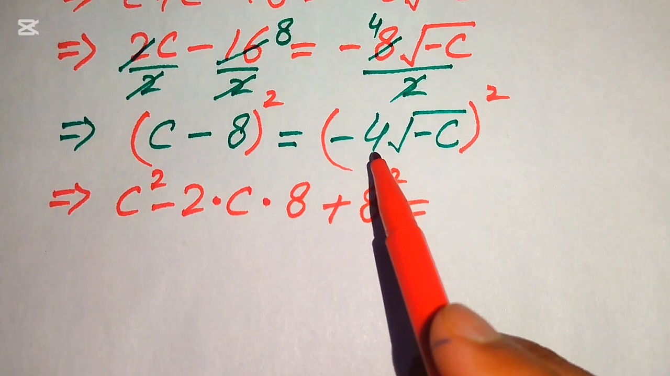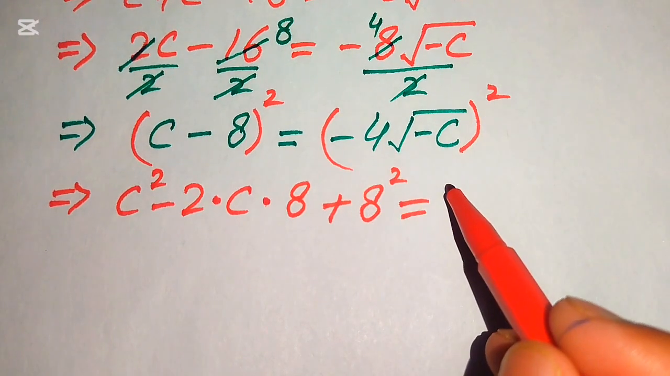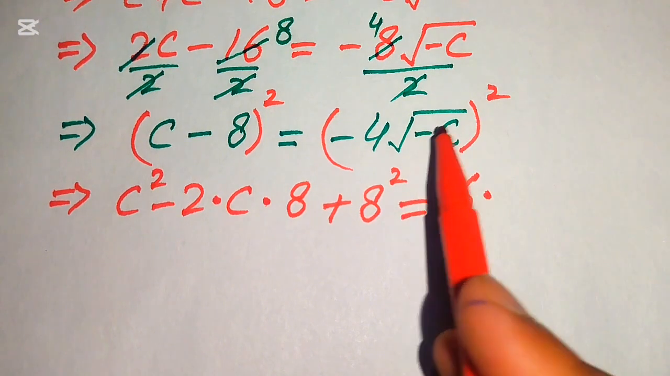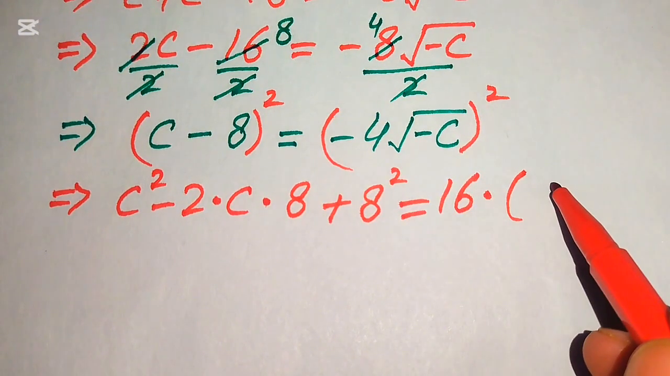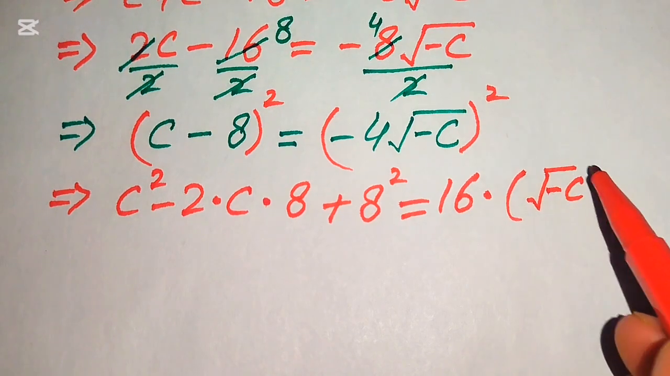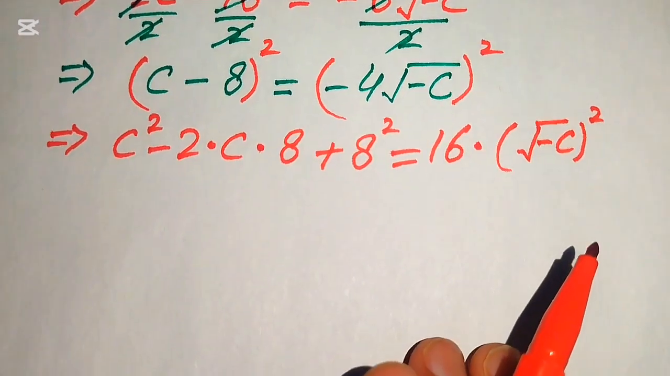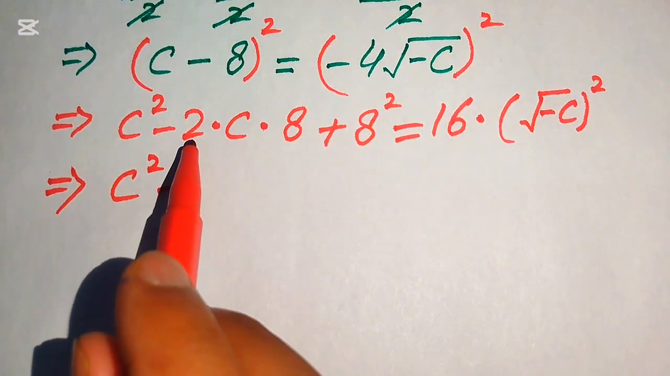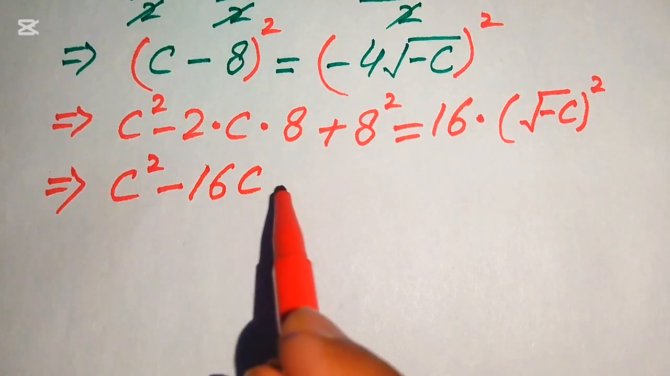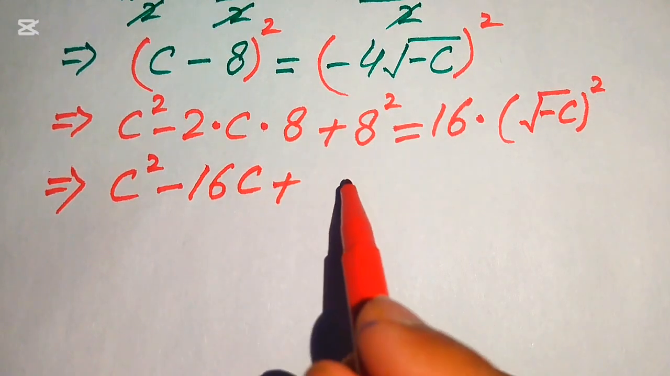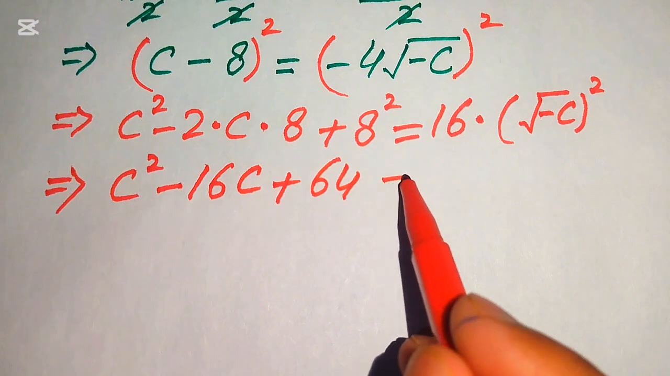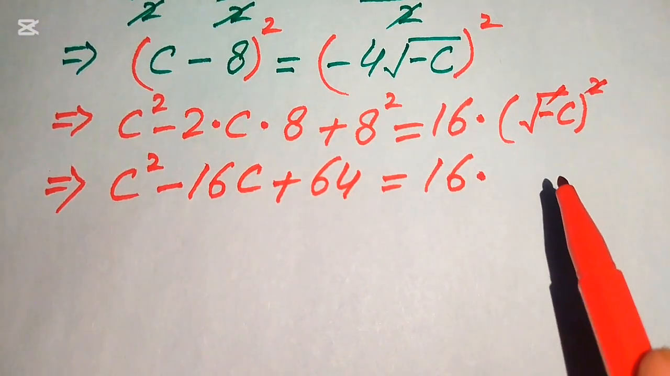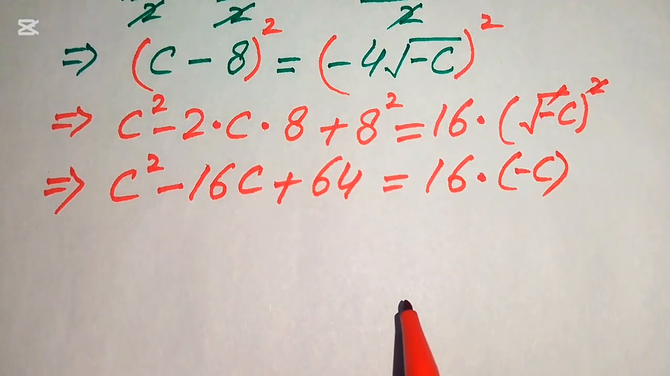And this is equal to, here we have minus 4 and minus 4 square equals 16, and when you apply the square separately on this value, it will be written as square root of minus c and its whole square. And now further in the next step we have c square minus, this is 2 times 8 becomes 16c, plus 8 square and 8 square equals 64, and here we have 16 multiplied by this 2 and this square root are gone and we get minus c only.